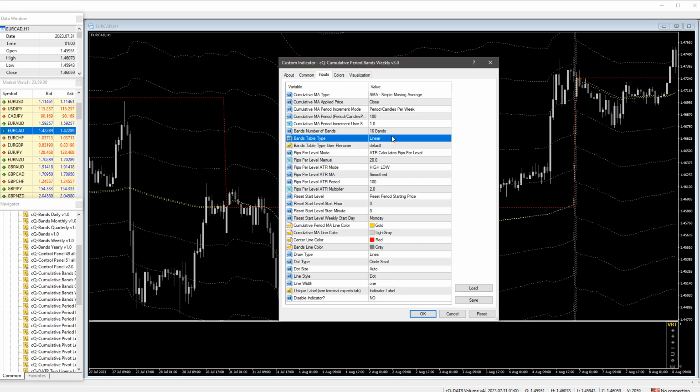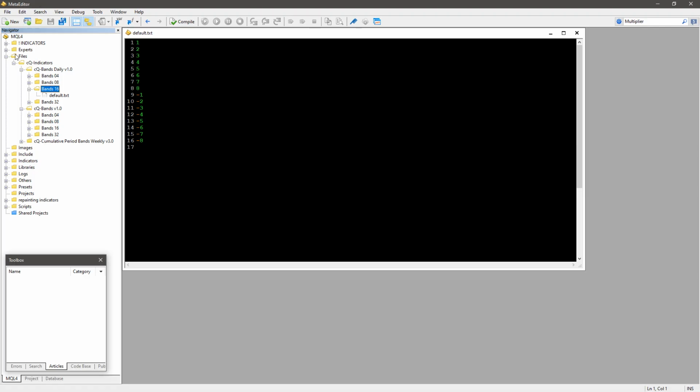We also have the same table types as in the various other cumulative indicators that I have. You have linear, which is what you're seeing now. You have Fibonacci 1, Fibonacci 2, log, exponential, square root, and then the user defined. Right now, it's using the default, which when you open your MetaEditor, go to Files, cQ indicators, and then find the indicator, which right now is this one down here.